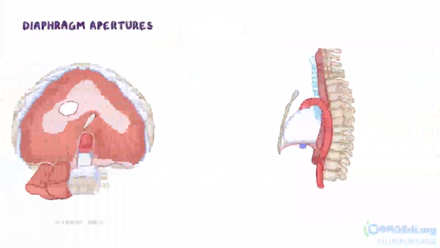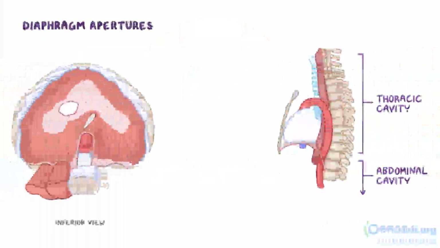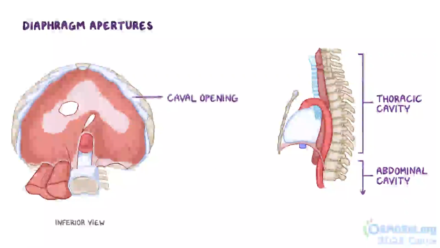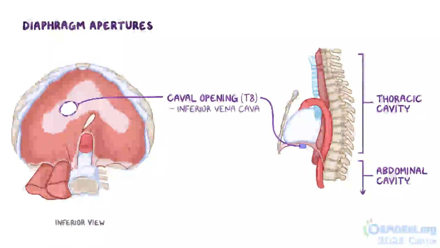The diaphragm also has three major apertures, which give passage to the structures running between the thoracic and the abdominal cavities. These include the caval opening, which is located in the central tendon of the diaphragm, slightly to the right of the median plane. The caval opening is located at the level of the T8 vertebra. It serves as a passageway for the inferior vena cava, plus the terminal branches of the right phrenic nerve.